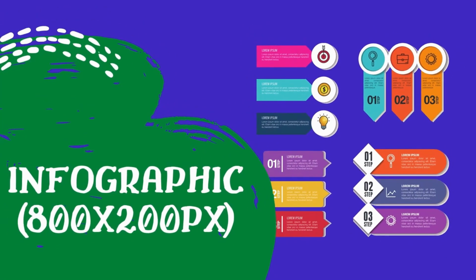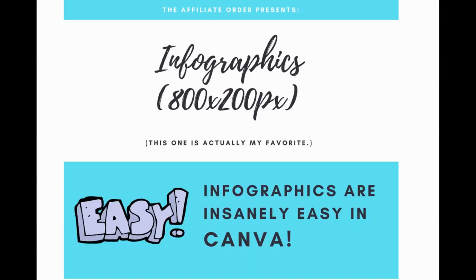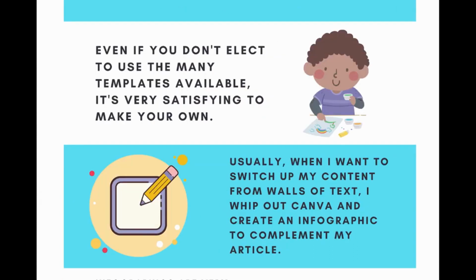Infographic, 800 by 200 pixels. The affiliate order presents infographics. This one is actually my favorite. Easy. Infographics are insanely easy in Canva. Even if you don't elect to use many templates available, it's still very satisfying to make your own.